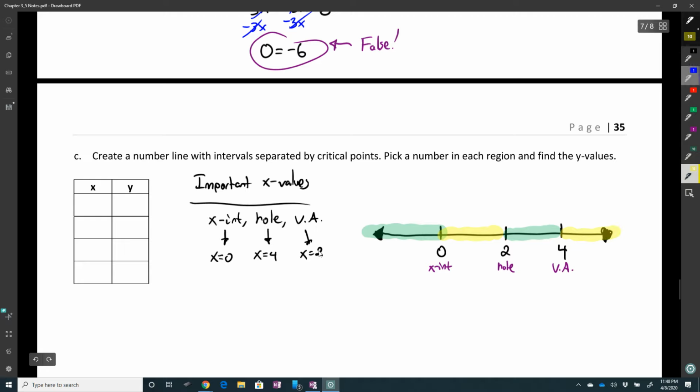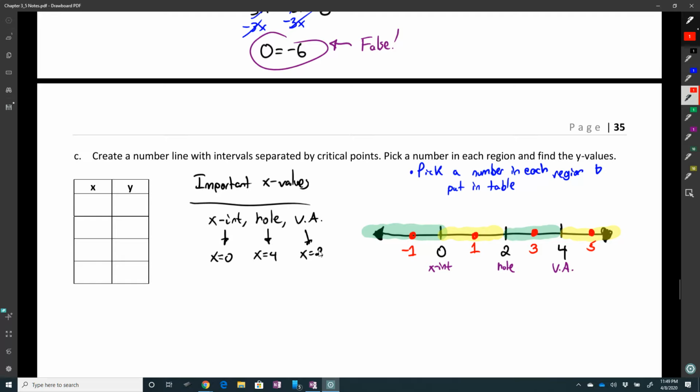What we're going to do is pick a number in each region and put it in the table. That's it. So you can pick any point you want in each region. It does not matter. The points I pick are just the easiest points I can think of: -1, 1, 3, and let's say 5. So I'm just going to get those points, and I'm going to put them here: -1, 1, 3, 5.